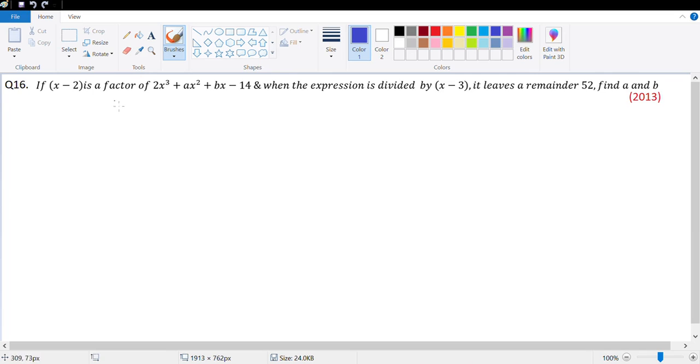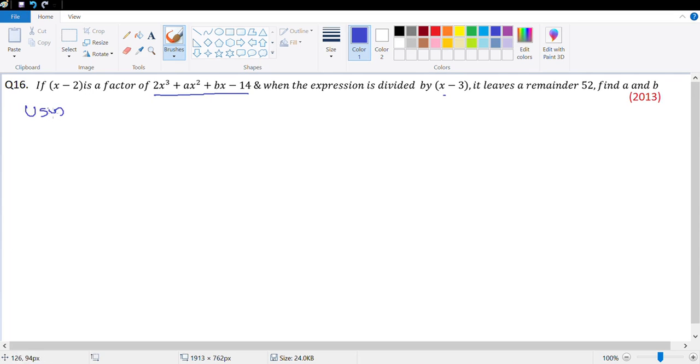It says if x minus 2 is a factor of the given polynomial, and when the expression is divided by x minus 3, it leaves a remainder of 52. Find a and b. So a similar question. X minus 2 is a factor, whereas x minus 3 leaves a remainder. So let's find the remainder, which will be equal to 0 in the first case.